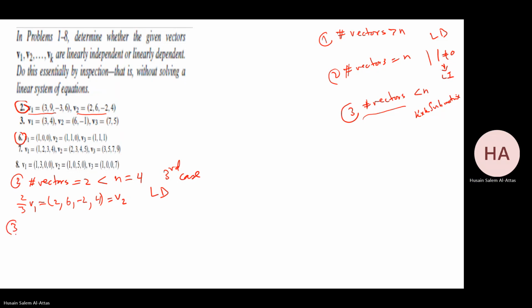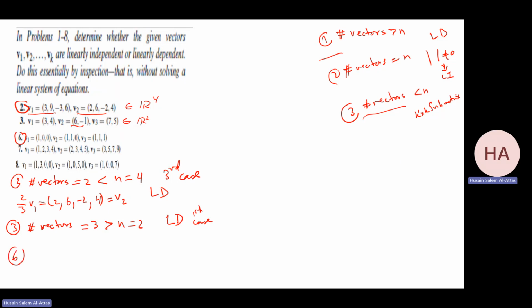Number 3. The number of vectors is 3, and what is n? n is 2. This is R2. This belongs to R2, this belongs to R4, you know this. So the number of vectors is greater than n, which is 2. So right away, these are linearly dependent. I am in case 1, the first case. No need to check anything.